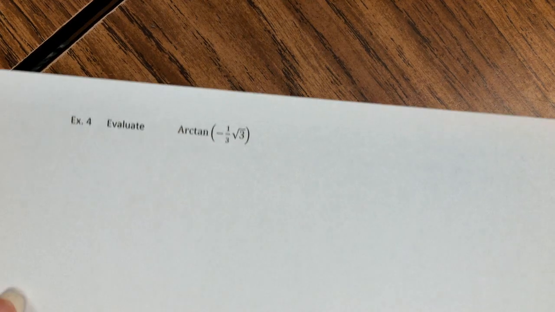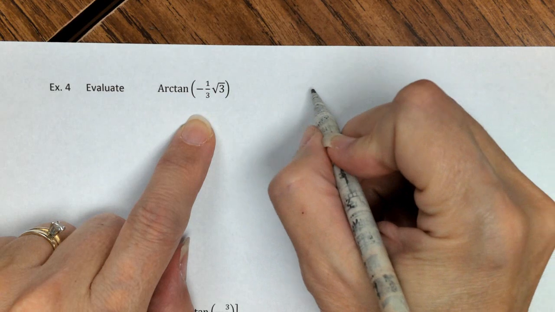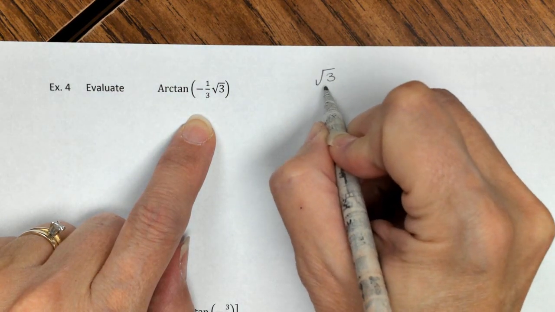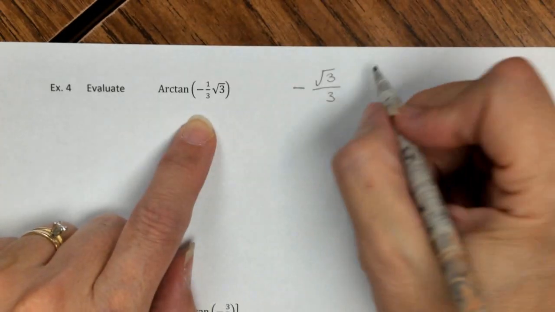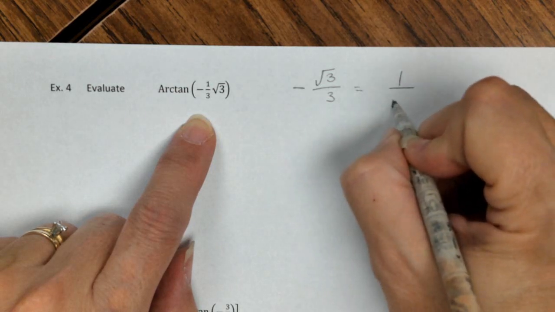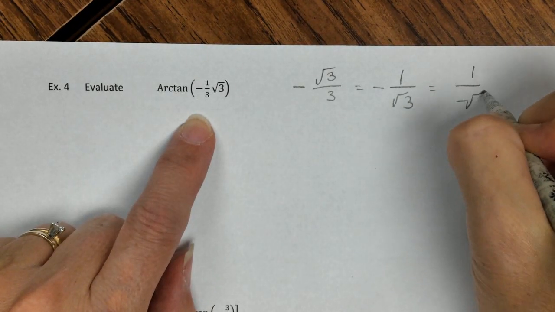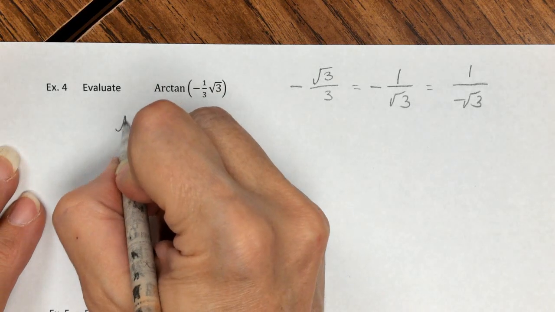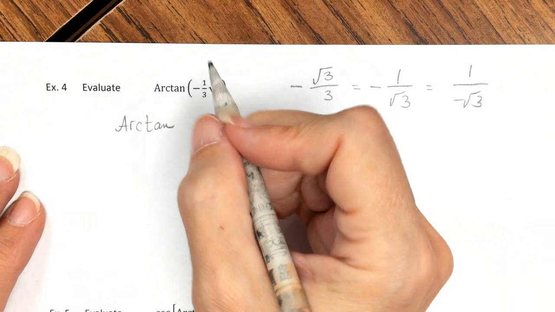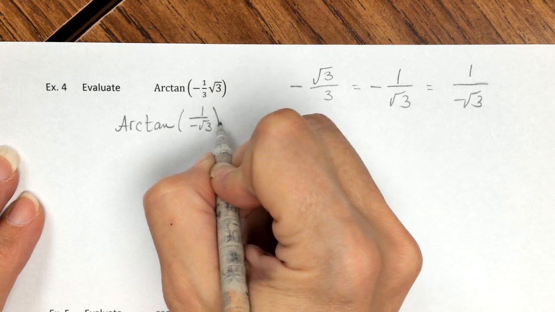Okay, here is another. This one also looks a little strange. The argument that's in there is the same as this, which is also the same as that. Or, if you prefer, that. That'll probably be the most helpful. Okay, so this is the same as the arctangent of 1 over negative root 3.